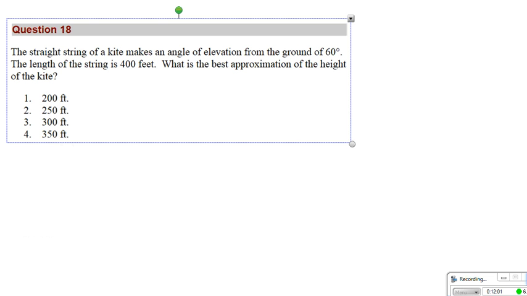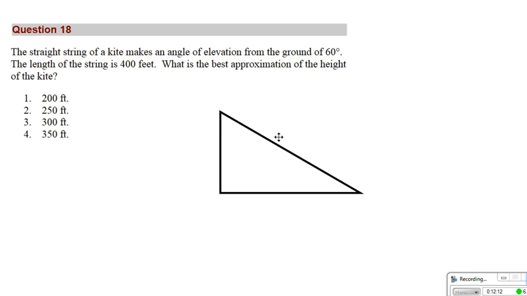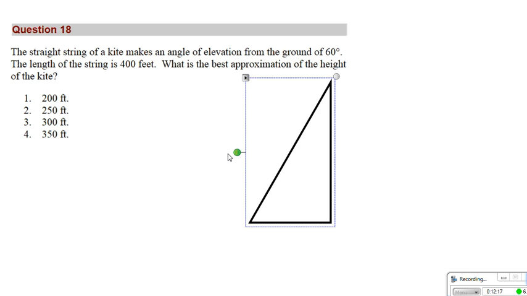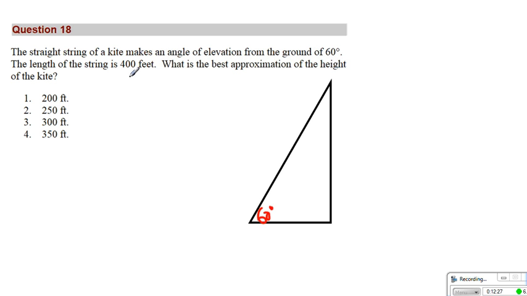All right, a straight string of a kite is making an angle of elevation from the ground of 60 degrees. Essentially what they're talking about is this. Here we have a 60-degree angle, and then 400 feet. The string is 400 feet. What is the best approximation of the height of the kite? The height of the kite will be this one.